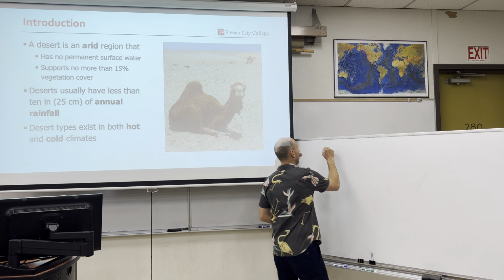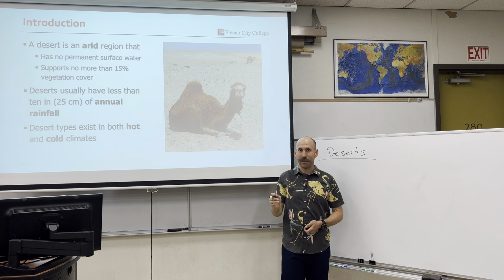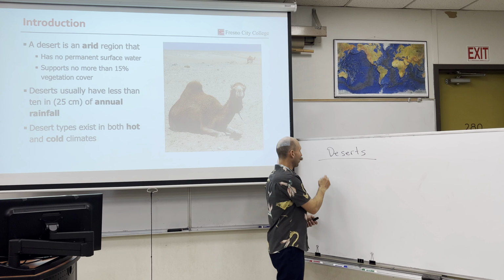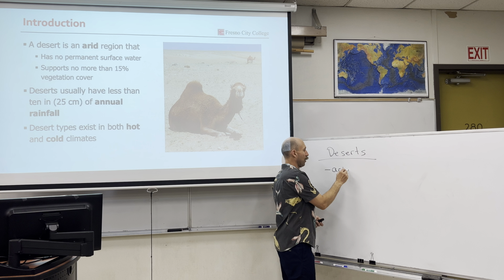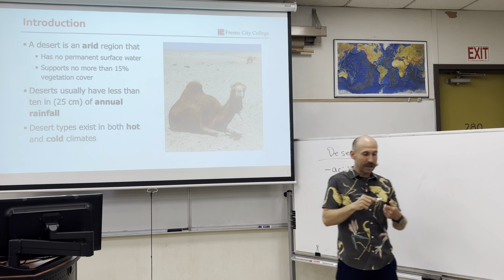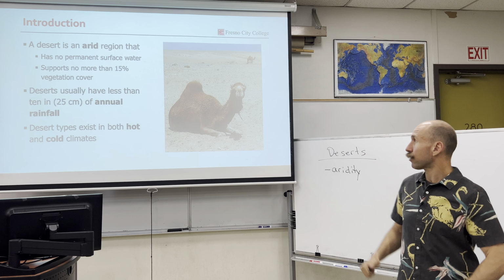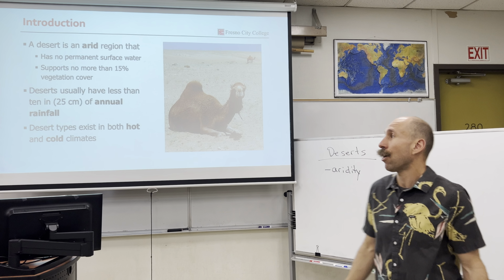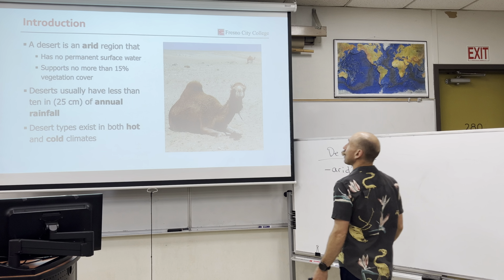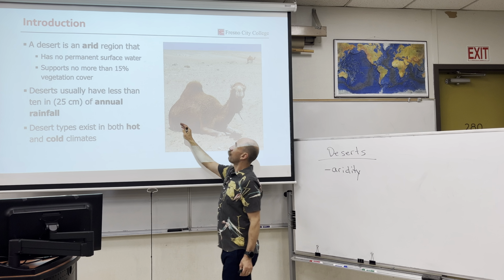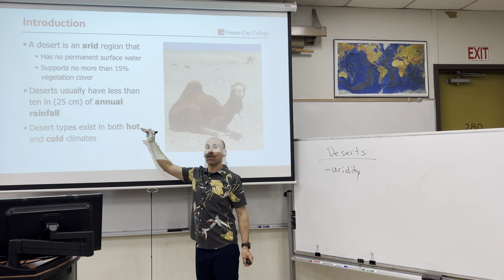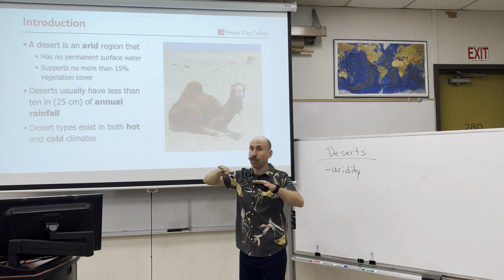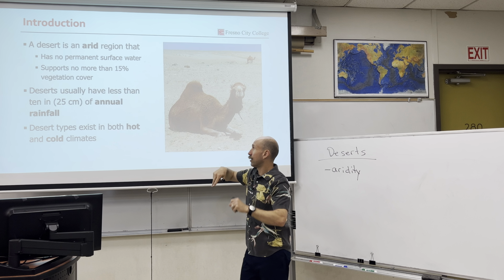Deserts are defined by aridity, not temperature. This is really important. So there are both hot and cold deserts. There are polar deserts, there are cold deserts, there are hot deserts. But what deserts have is no permanent surface water. Ice is different than water. We're talking about liquid water for polar deserts.